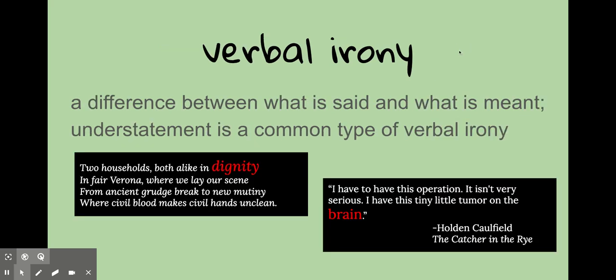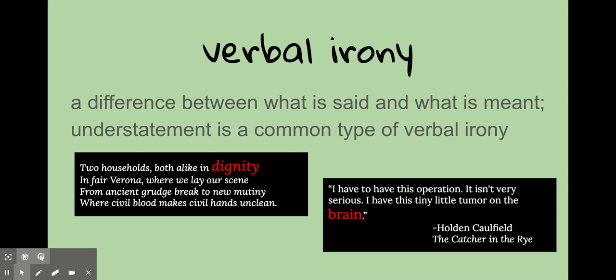Verbal irony is when there's a difference between what a character says and what that character means by it. So the first example here from Romeo and Juliet, the prologue, the speaker in the prologue comes out and gives us the background on the Montagues and the Capulets, and he says, "Two households both alike in dignity, in fair Verona, where we lay our scene." Well, he's being ironic here because we know, and he knows, that neither of these families have much dignity. They are involved in constant fighting with each other. They don't act in a dignified way. So he's being ironic there.